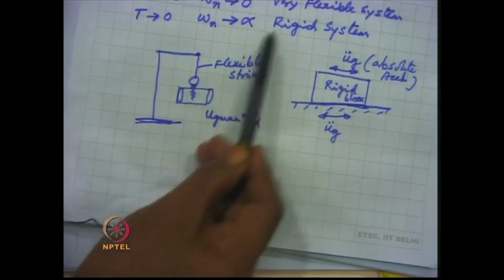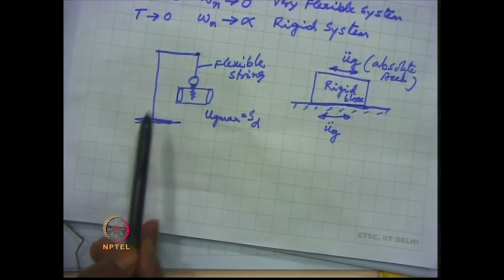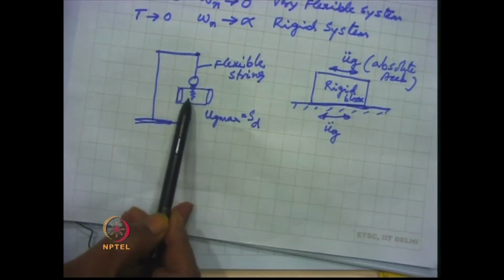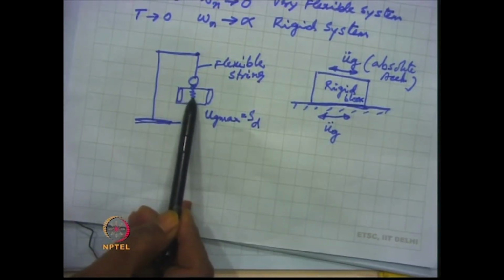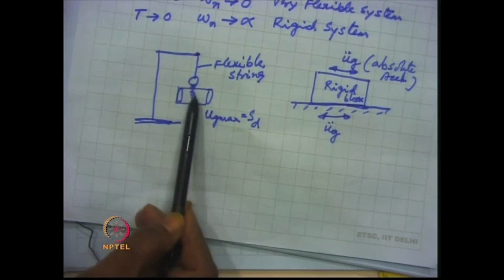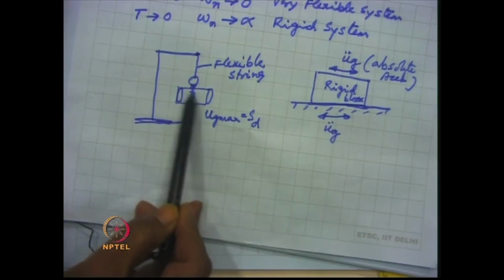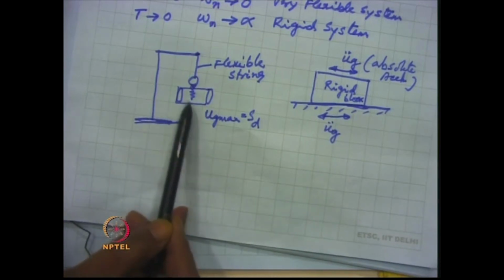Therefore, we can see that for a very flexible system, the relative displacement of the system becomes equal to the ground displacement itself, because the plot which you got is the plot of the ground displacement on the chart paper.